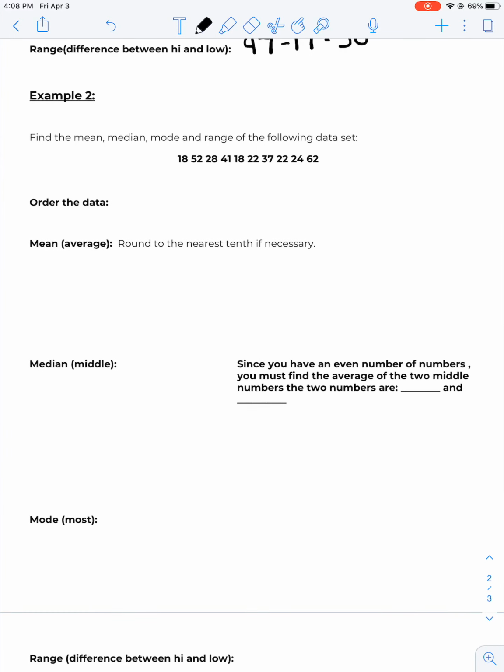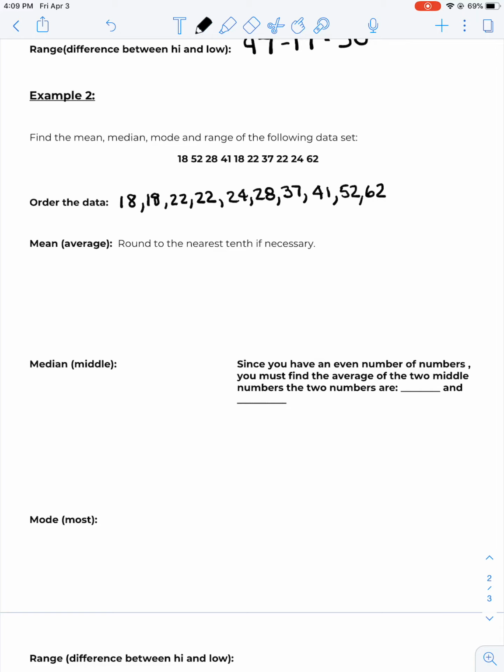Now our next example, example number 2, to find the mean, median, mode, and range of this set of data. When I write this out in order from least to greatest, I have 18, 18, 22, 22, 24, 28, 37, 41, 52, and 62.